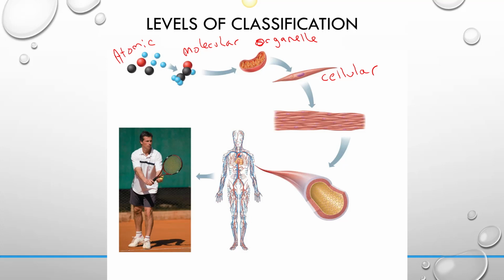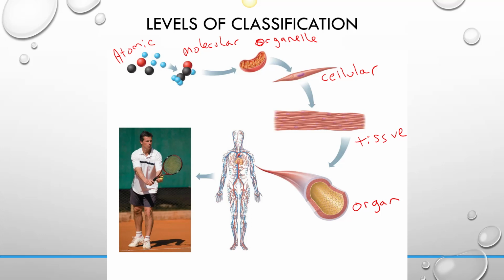The next level up is the tissue level. 2 or more cells come together to form a tissue. Usually a tissue consists of cells of similar cell types. The next level up is the organ level. An organ is a combination of tissues that work together to perform a particular function.